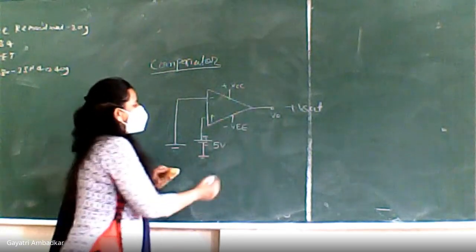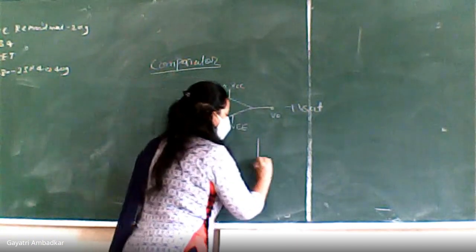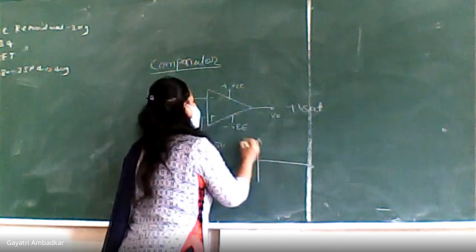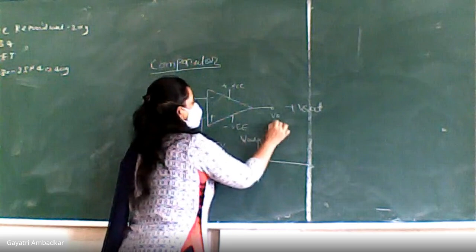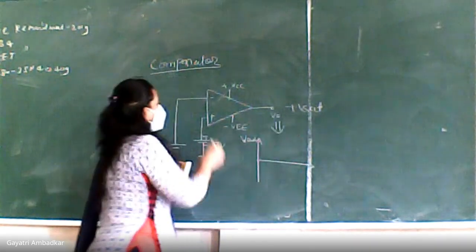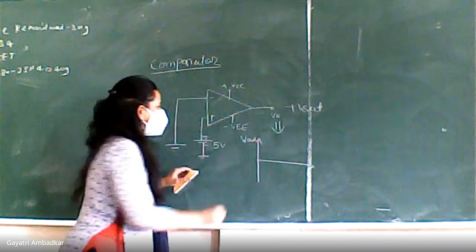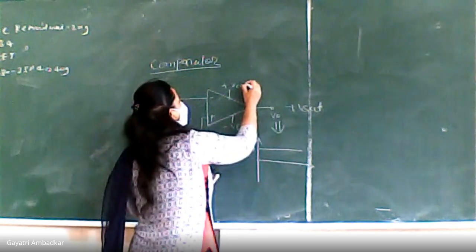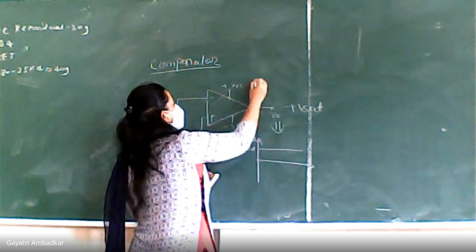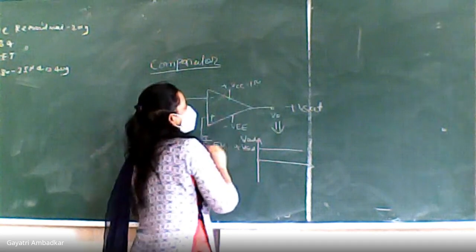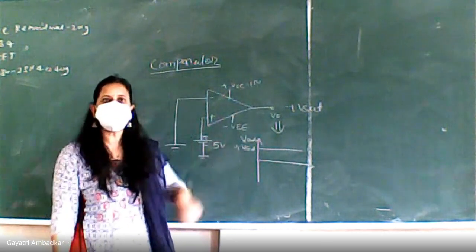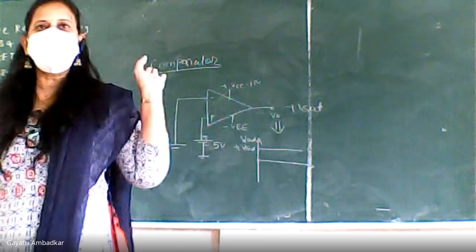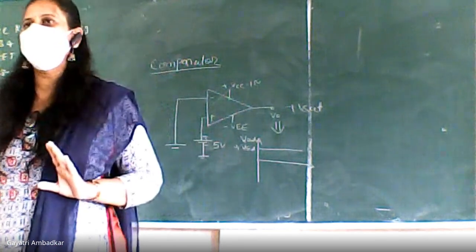For example, let's draw the output. Let's show it here. So it will give you plus Vsat. If I say I am applying here, let's say, 15 volt, then Vsat you can calculate as 0.9 into 15, that is 90% of 15. That much value you will get.